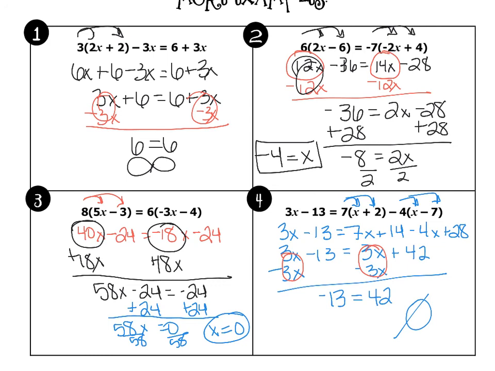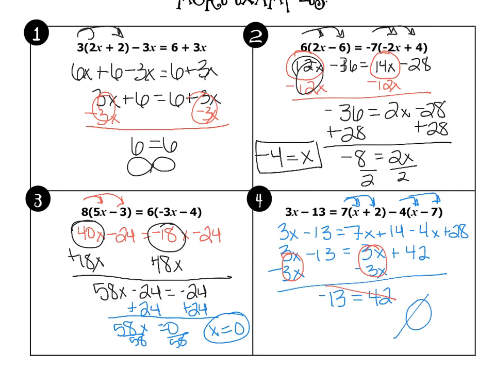That's never equal. You cannot have negative 13 equal to 42. That means that this is a no solution situation. So no value of x will ever set the left-hand side of the equal sign equal to the right-hand side. Not possible.